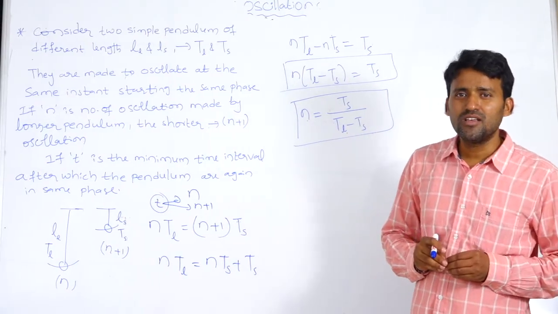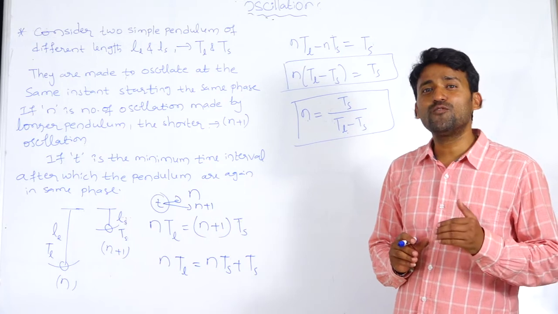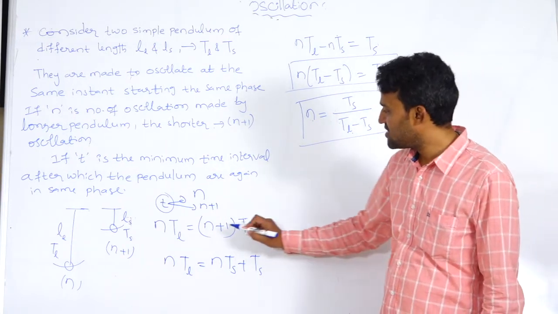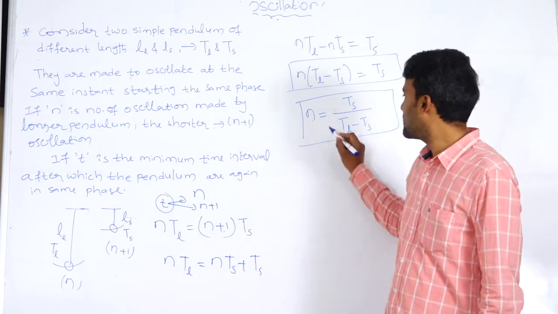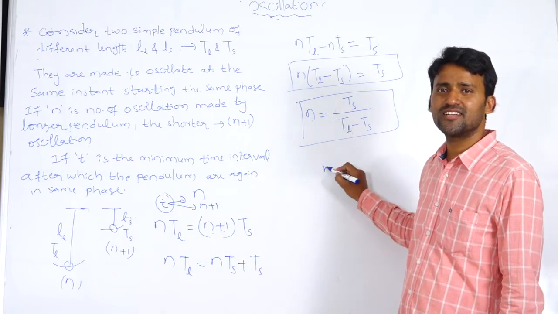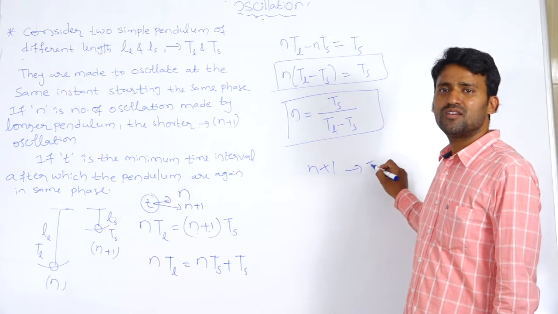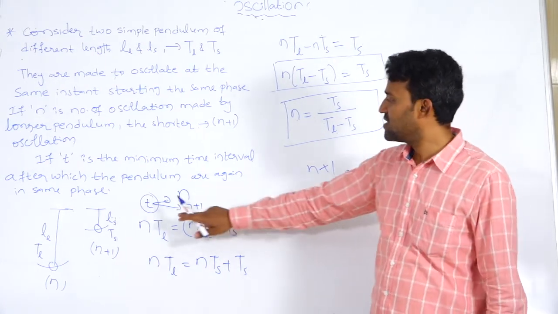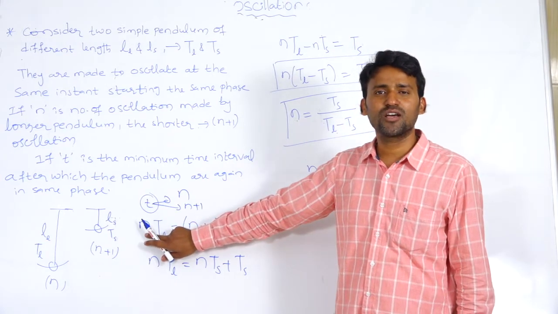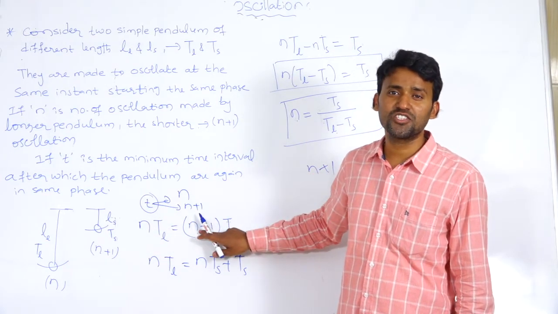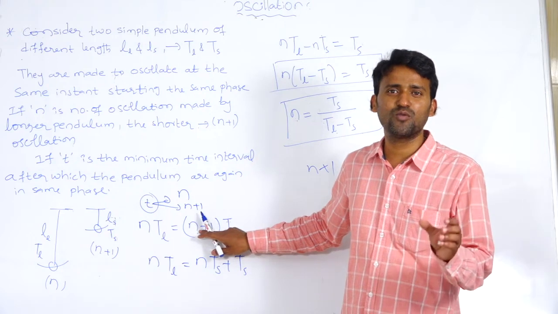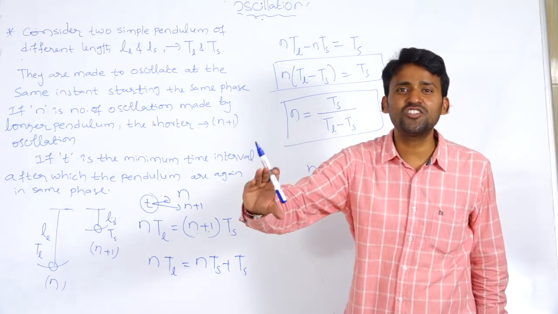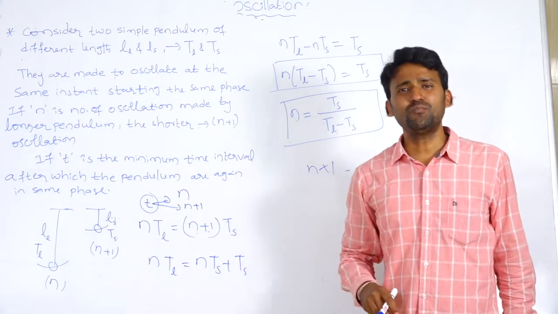If you want to calculate the number of oscillations done by the shorter pendulum, it is n plus 1, so you can write it using the answer you got. So the number of oscillations done by the shorter pendulum is one more. N oscillations are done by the longer pendulum, and n plus 1 oscillations are done by the shorter pendulum. For example, 5 oscillations done by the longer pendulum means 6 oscillations done by the shorter pendulum.